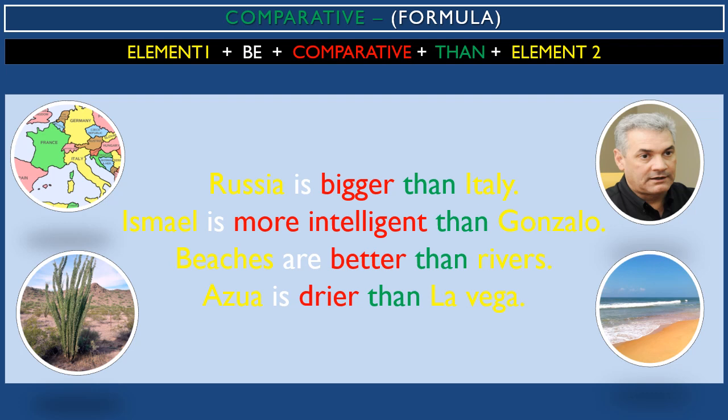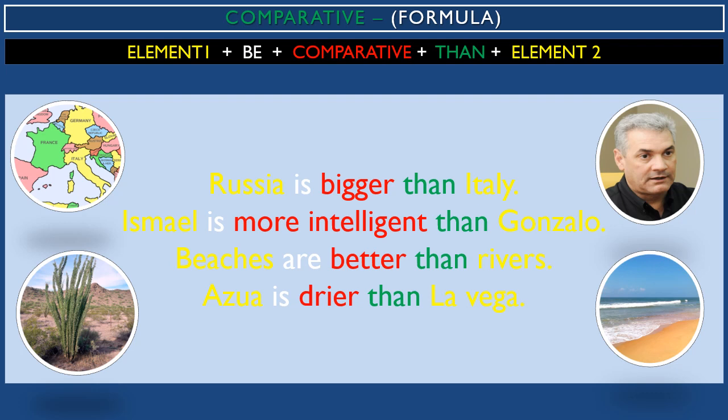If you check, before the second element, we have than. It's very important to mention than before the second element. In this case, we have the adjectives big, intelligent, good, and dry. Remember, big, we repeat the final consonant and we add ER, bigger. Intelligent has more than 2 syllables, so we put more intelligent. Better is the comparative for good. And dry finishes in Y, so we eliminate Y and add IER, drier.